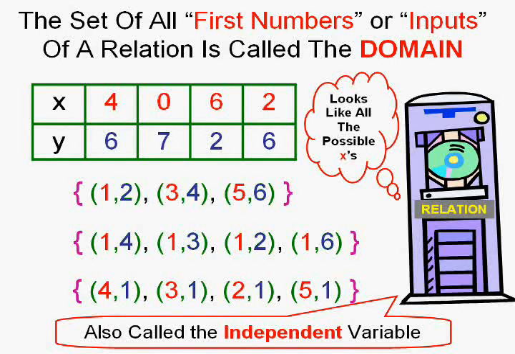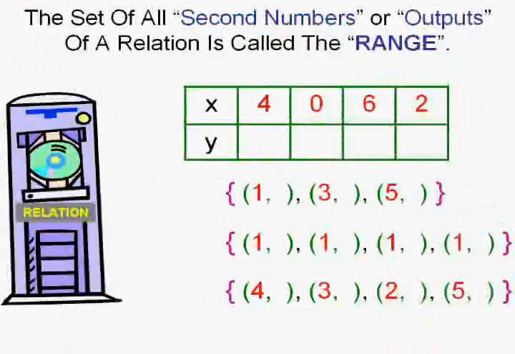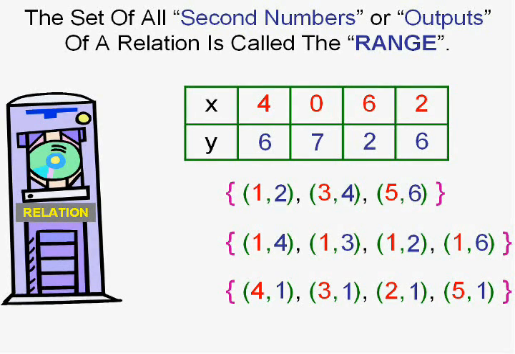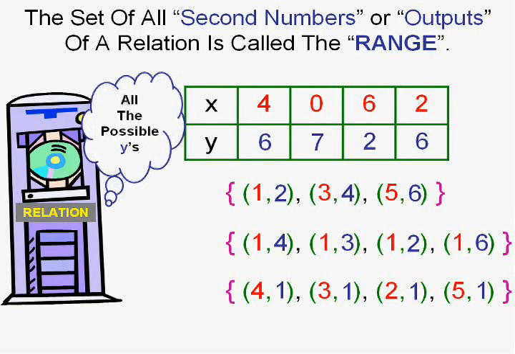X is the independent variable because you get to pick it. Okay? You get to independently pick it. Now, that's the first numbers. I know you are, but what am I? Well, the second numbers, or the outputs of a function or relation, if you would, is called the range. All the second numbers. Yes, all the Y's.